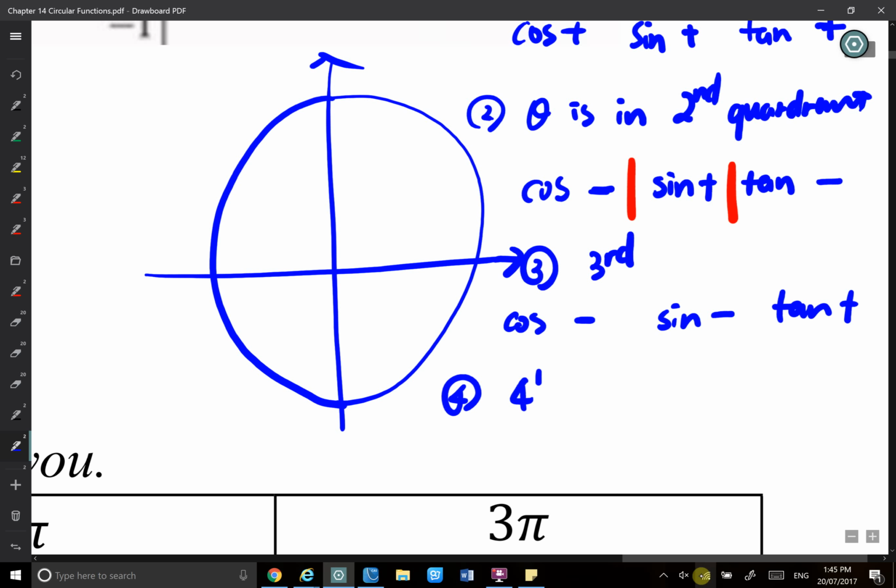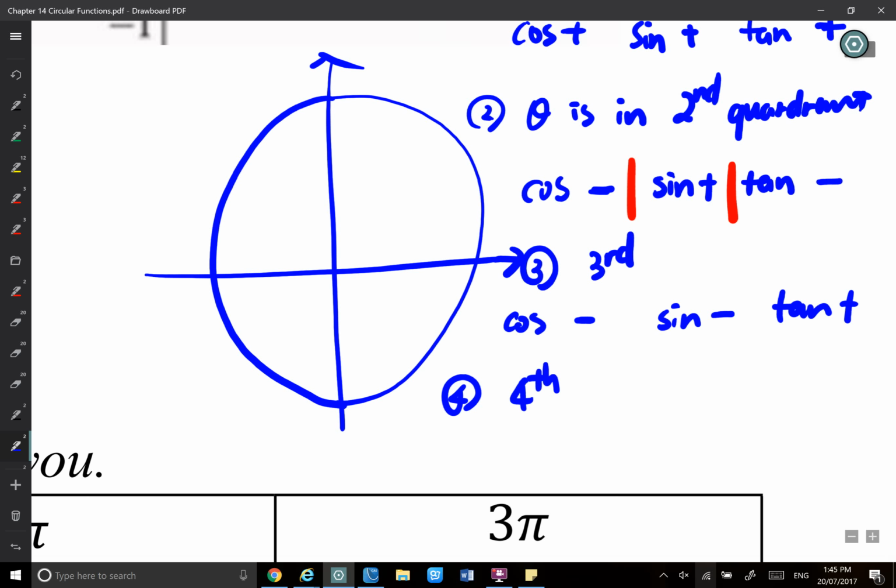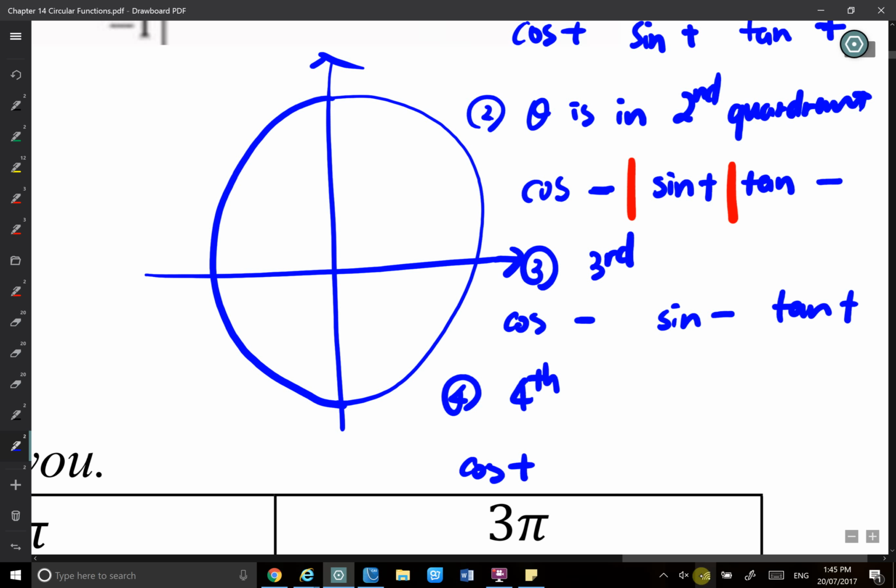How about the fourth quadrant? So x is positive, y is negative. X represents cos. So cos is positive, sine is negative, tan is negative. Okay, let's put all this information in.